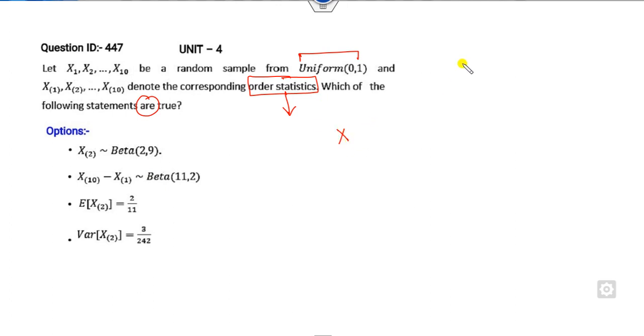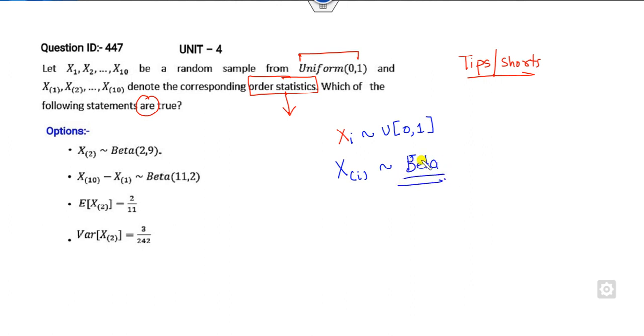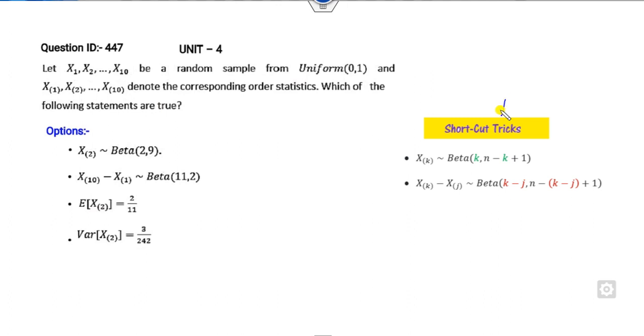So firstly, what is the tip or shortcut trick for you? Remember that whenever Xi follows the uniform distribution over (0, 1), then the order statistics follow the beta distribution. Always remember. This is the shortcut trick for you. Whenever the Xi's follow the uniform distribution over (0, 1), then X(k) follows the beta distribution. So you can check the first and second.